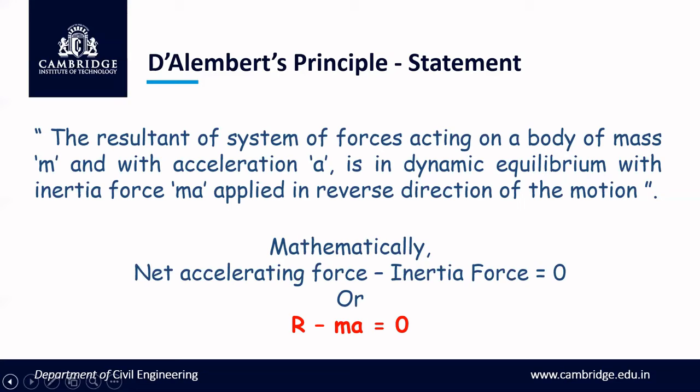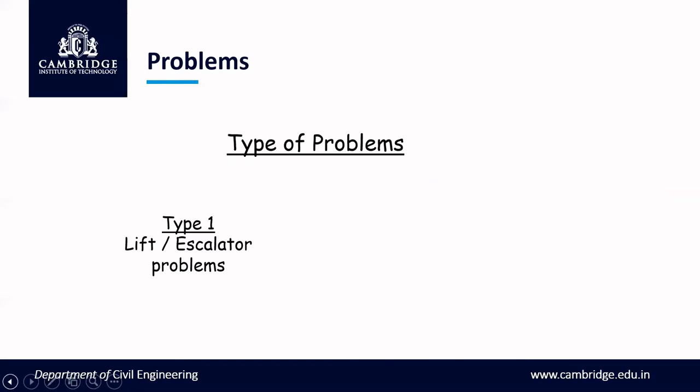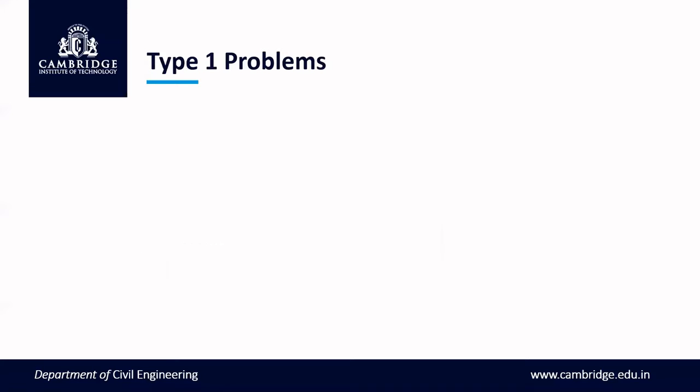So if we are trying to apply this particular principle to some problems, let's understand what kind of problems exist. There are two types of problems. One, the lift or escalator problems. Two, problems on various other types of bodies. So let's understand the type 1 problems in this particular video. Type 2 we'll understand in the next video. So what are these type 1 problems?